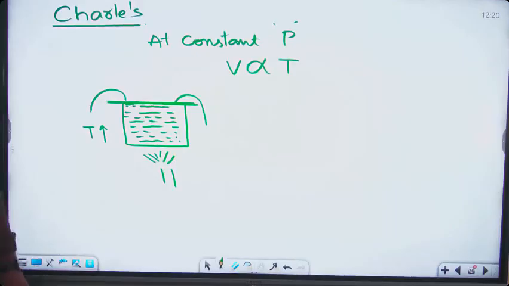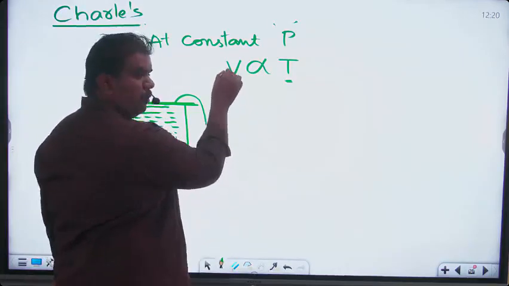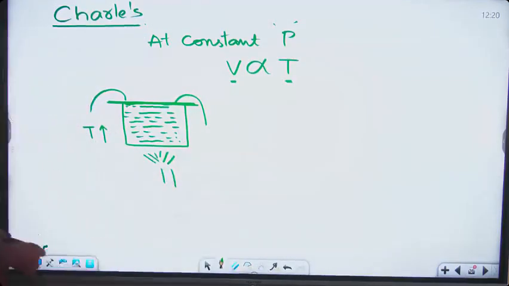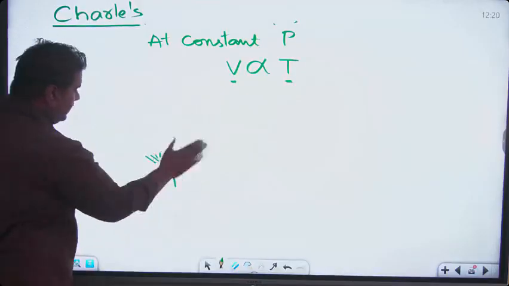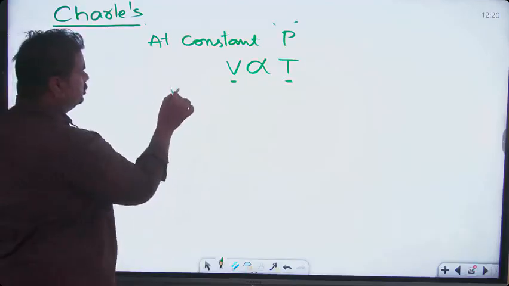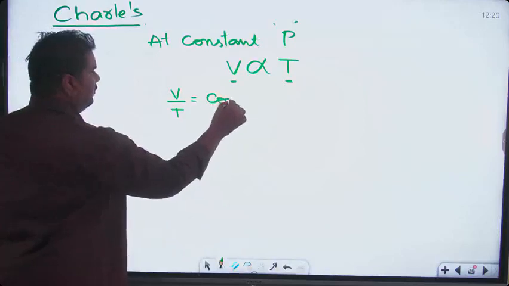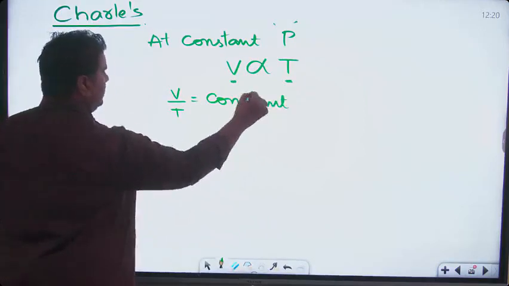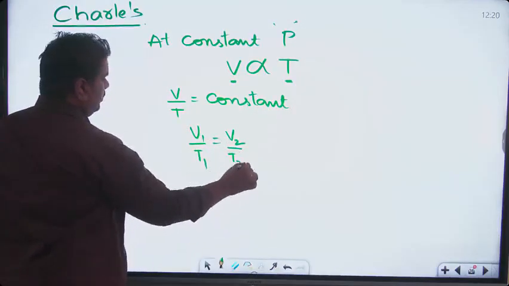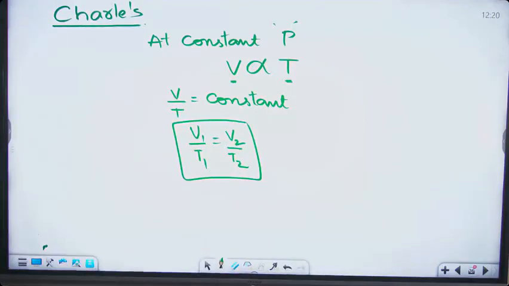So what is happening here is that as the temperature is increasing, the volume of the gas is constantly increasing. So at constant pressure, the volume occupied by any particular gas is directly proportional to the temperature. Now, if you remove the proportionality constant, we can write this as V by T equal to constant, or V1 by T1 equal to V2 by T2.